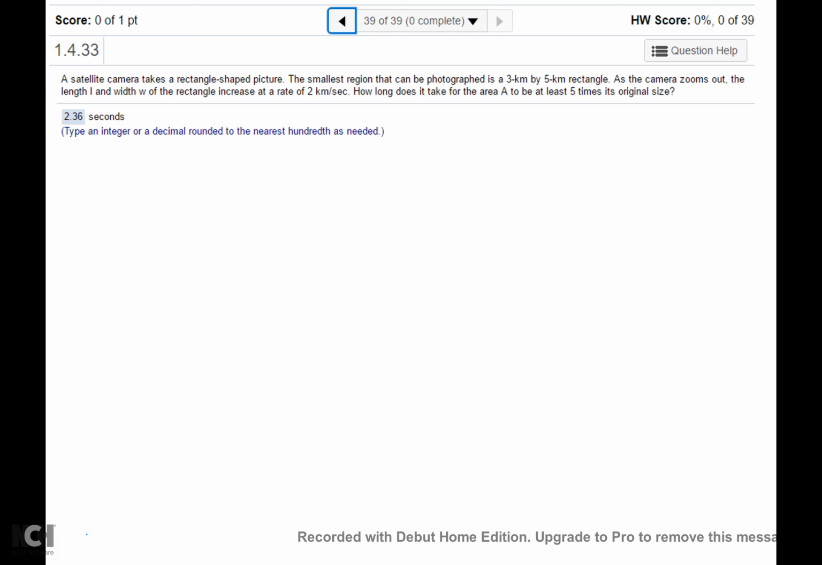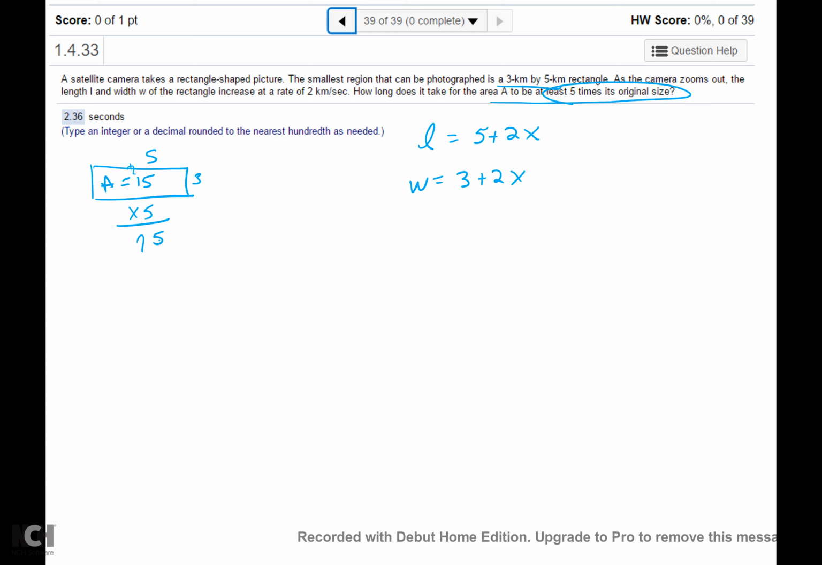And a satellite camera takes a rectangle-shaped picture. The smallest region that can be photographed is a 3x5 rectangle, which has an area of 15. As the camera zooms out, the length L and W are increasing at a rate of 2 kilometers per second. So my length was 5, but now it's growing by 2x. My width was 3, but now it's growing by 2x. And they want my area to be 5 times its original size. Well, 5 times 15 would be 75.